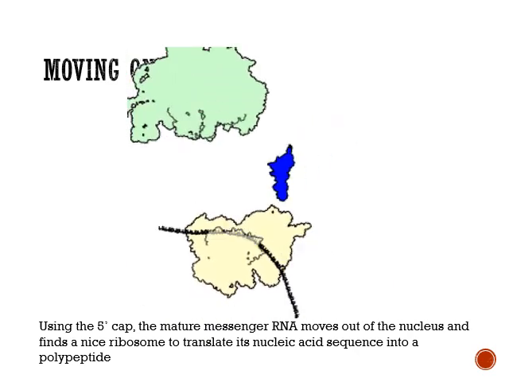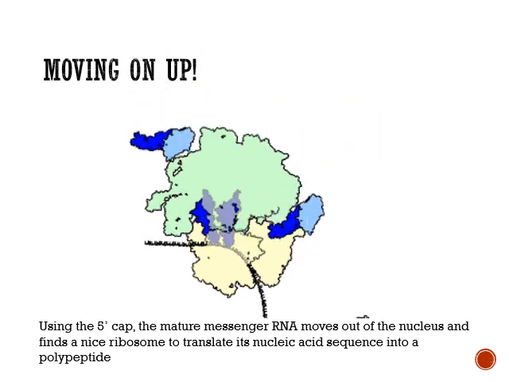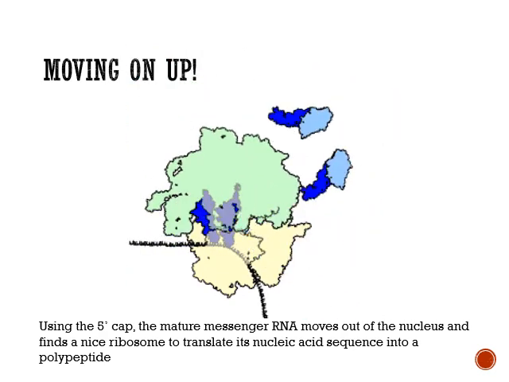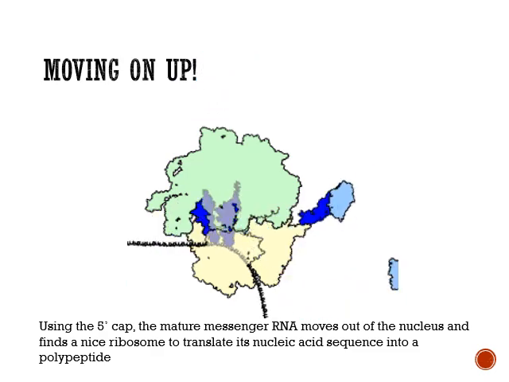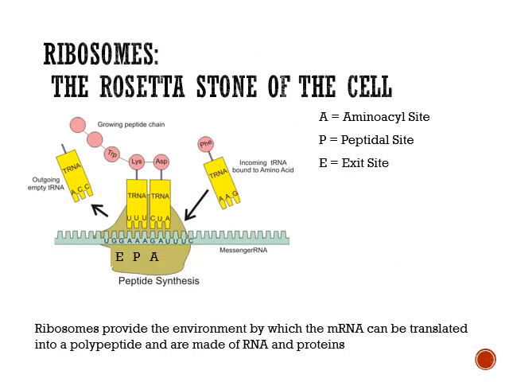That large ribosomal subunit then has 3 parts to it: the aminoacyl site, the peptidyl site, and the exit site. So APE, aminoacyl, peptidyl, exit. So we've got aminoacyl, peptidyl, and exit.